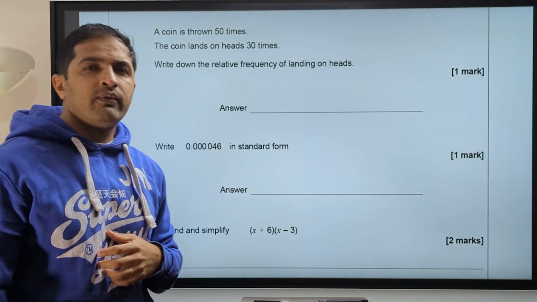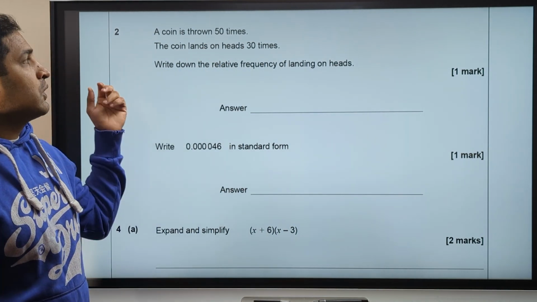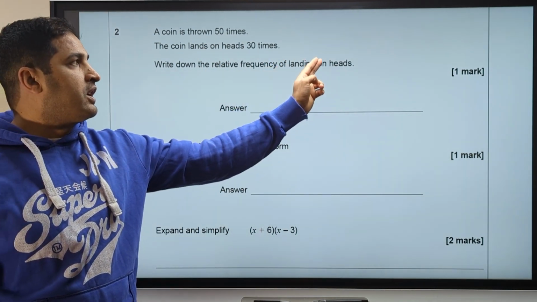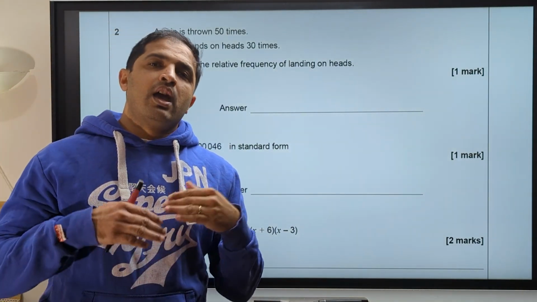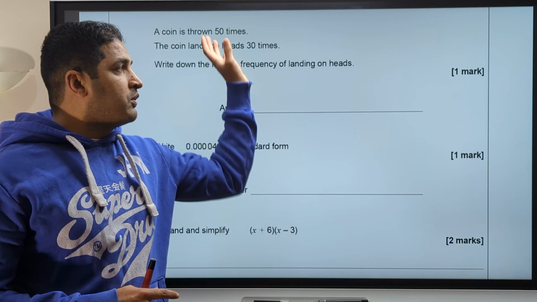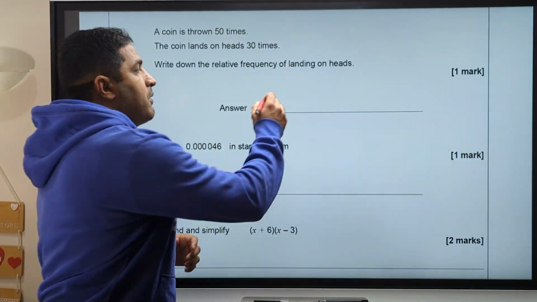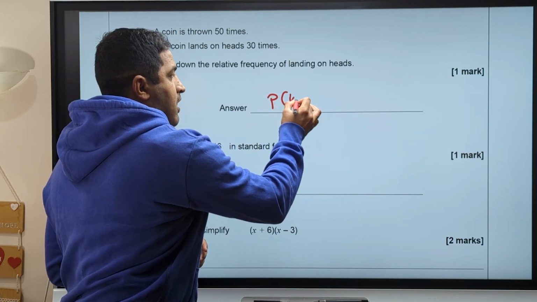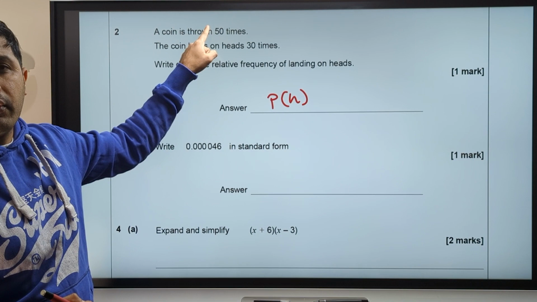If you throw a coin 50 times, the coin lands on a head 30 times. So what is the relative frequency of landing on head? Relative frequency means the probability related to the frequency from the experiment that you've done. So the probability of getting head is going to be 30 times out of 50 times.